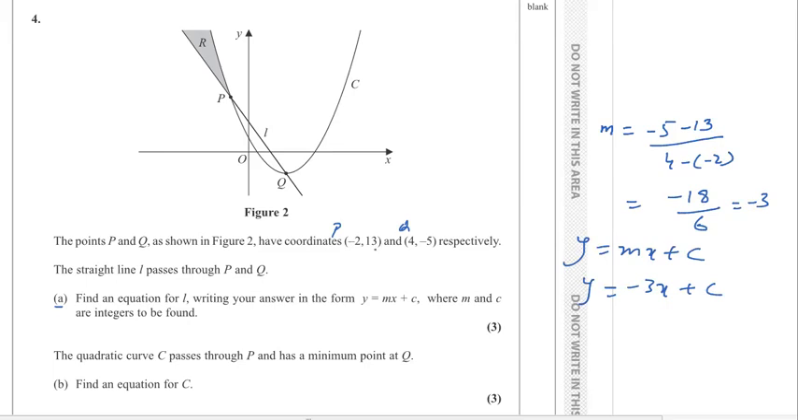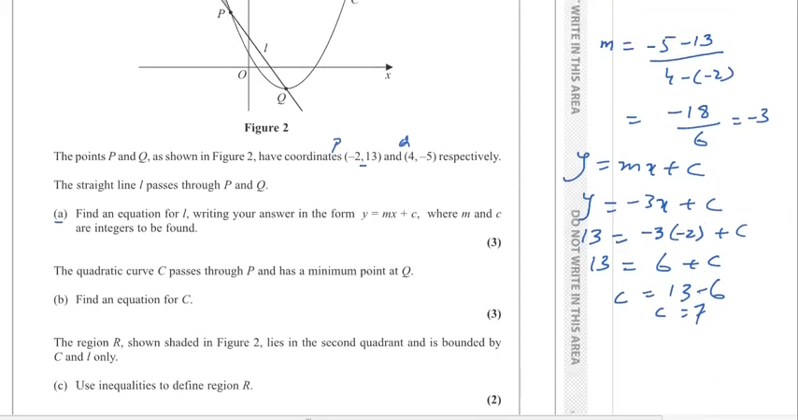Now to find the y-intercept, I can use any one of these points in this equation. Let's suppose I put this point: y = 13 and x = -2. It will be -3 times -2, plus c. So 13 = 6 + c, so c will be 13 - 6, which is 7. Then the equation becomes y = -3x + 7. So that is the equation of the line: y = -3x + 7.